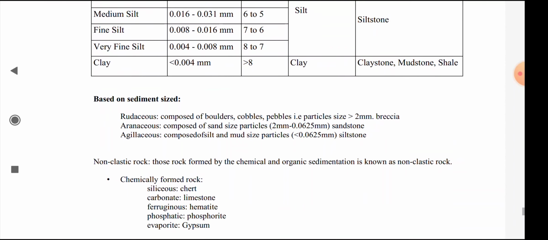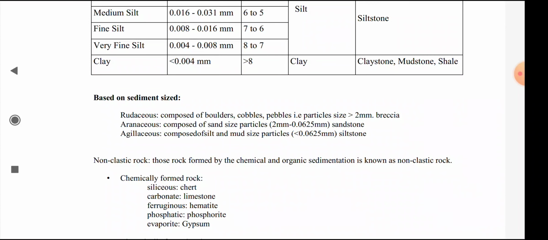So based on sediment size: rudaceous, arenaceous, argillaceous. Rudaceous is composed of boulders, cobbles, pebbles, etc., with particle size greater than 2 mm. Example: breccia. Arenaceous is composed of sand-sized particles, that is 2 mm to 0.0625 mm. Example: sandstone. Argillaceous is composed of silt and mud-sized particles, that is less than 0.0625 mm. Example: siltstone.